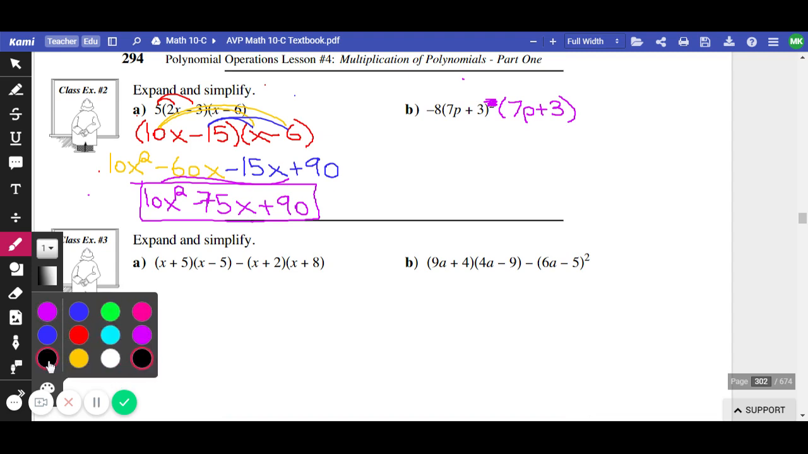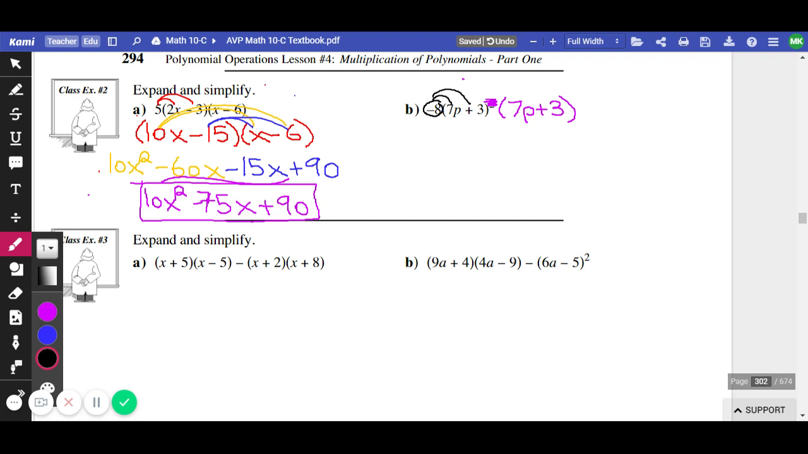We're going to take the monomial, which is negative 8. We're going to distribute it in first. Okay, that'll give me another binomial, like a new one. When I go negative 8 times 7, that gives me negative 56p. When I go negative 8 times 3, I get negative 24. And that's still in brackets because I haven't multiplied it by the other binomial yet, which is 7p plus 3.